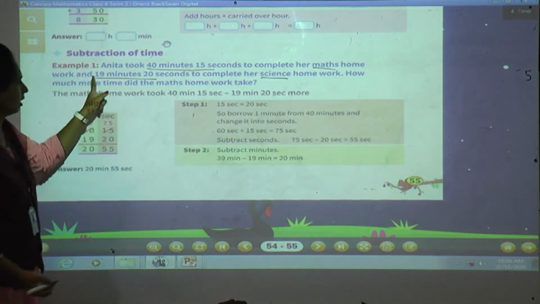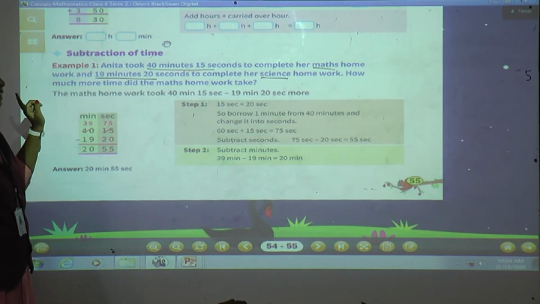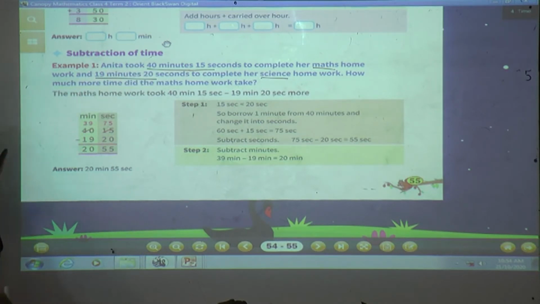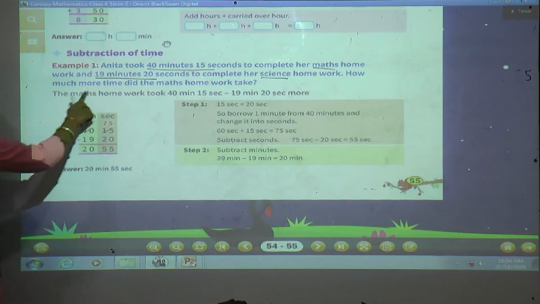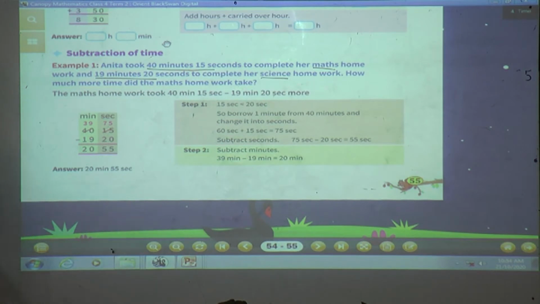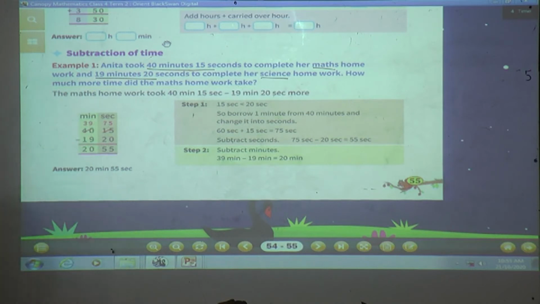So can you compare which subject she has taken more time? For which subject had she given more time? Of course she had given more time to maths only. And what we have to find out is how much more time the maths homework took. So how much more time she had given to the maths subject. For that we need to subtract here. The maths homework took 40 minutes 15 seconds minus 19 minutes 20 seconds. If we subtract the science time, we finally get the more time she has taken for maths.